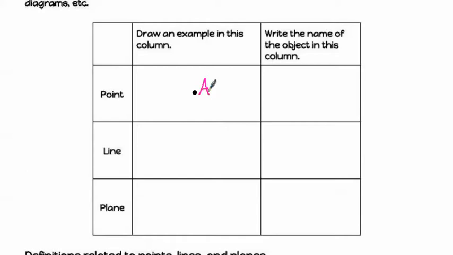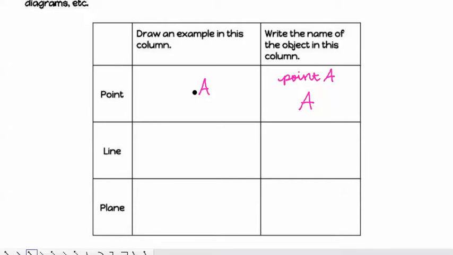Now when it comes to naming the object, you're either going to write out the word point followed by the letter that corresponds to the point. That's one way to do it. More typically, you're just going to see the capital letter written. So if we see something like A is on line L, then I would know that that point is being referred to.